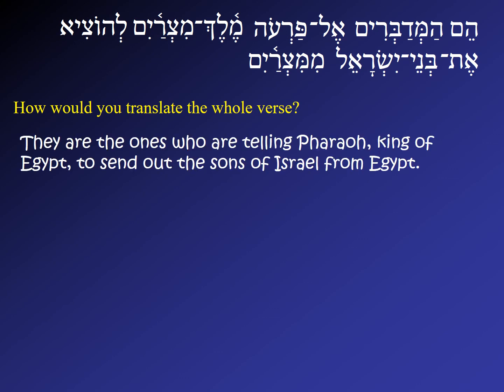So translation: they are the ones who are telling Pharaoh, king of Egypt, to send out the sons of Israel from Egypt.